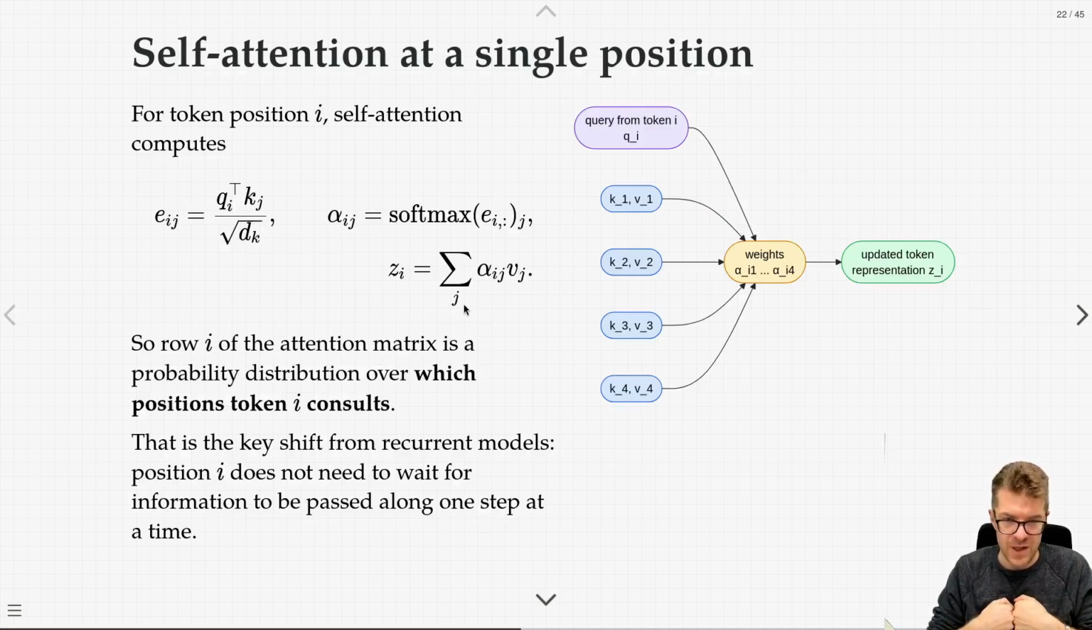I'm at position i. I'm a word. What do I mean? Well, I mean a little bit of the first word in my sequence, the second word in my sequence, the third word in my sequence, all with different proportions alpha, all summed together in this sum. So row i in the attention matrix will be a probability distribution, or a pseudo probability distribution, over which positions I consult in order to define myself.